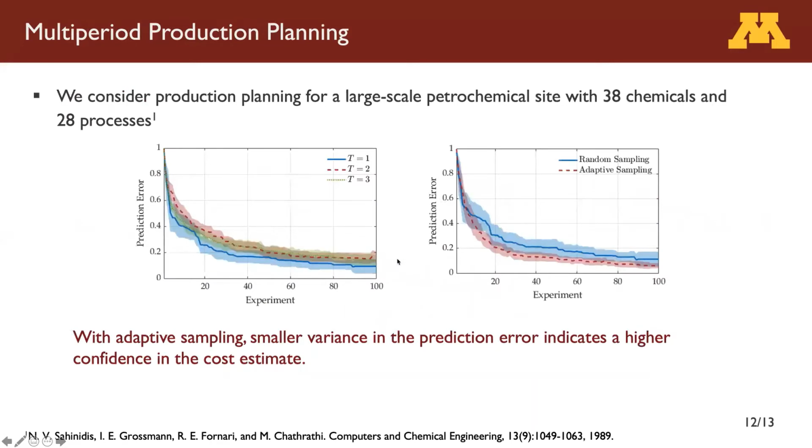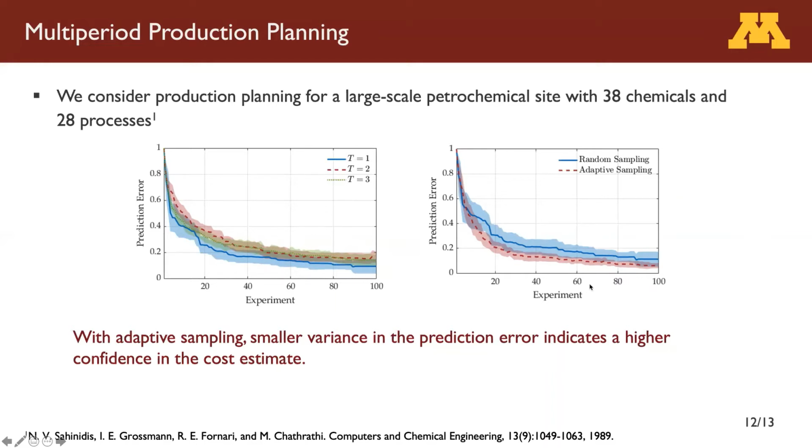We also tested our method on an instance of the production planning problem that I briefly talked about in the beginning of my talk. It is based on a large petrochemical site with a process network consisting of 38 chemicals and 28 processes. The plot on the left shows how the prediction error evolves with random sampling for forward problems of different sizes. The T here indicates the number of time periods considered in the case study. Again, we see that with the constraints specified, I can generate reasonably good predictions in just under 100 experiments.